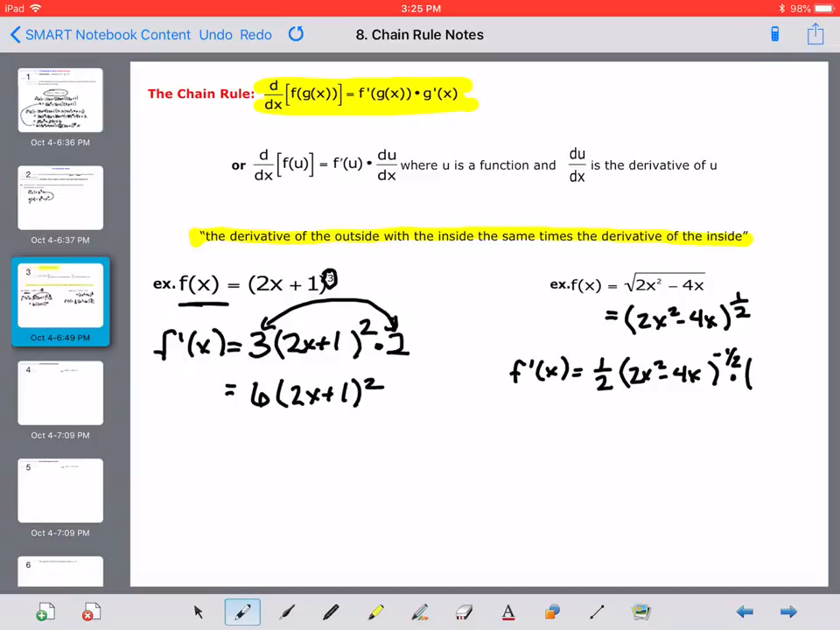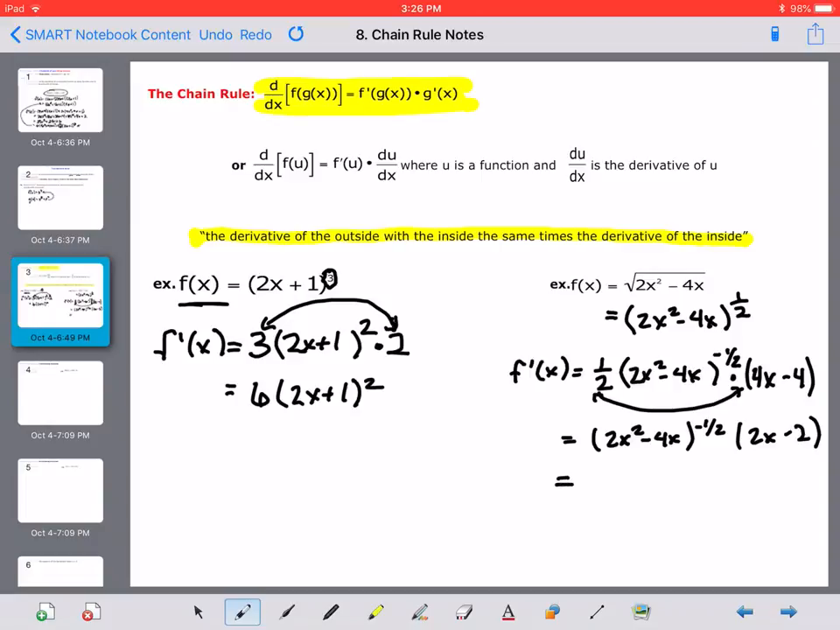And here our parentheses are going to be pretty necessary. Okay, so derivative of the inside gives us 4x minus 4. Again, if I'm going to simplify front to back, that's where I'm going to want to simplify. So if I distribute that 1/2 in there, I have 2x squared minus 4x raised to the negative 1/2. And then 1/2 in will give us 2x minus 2.